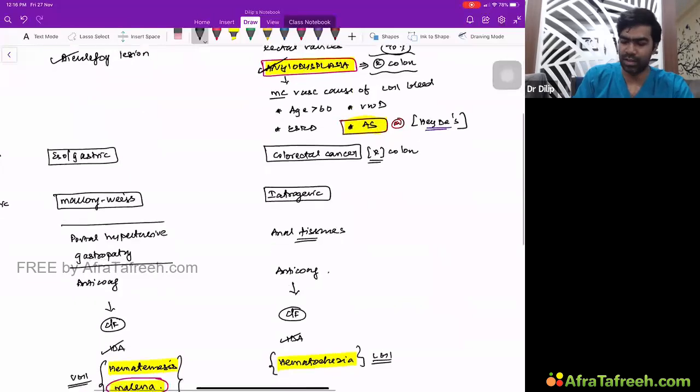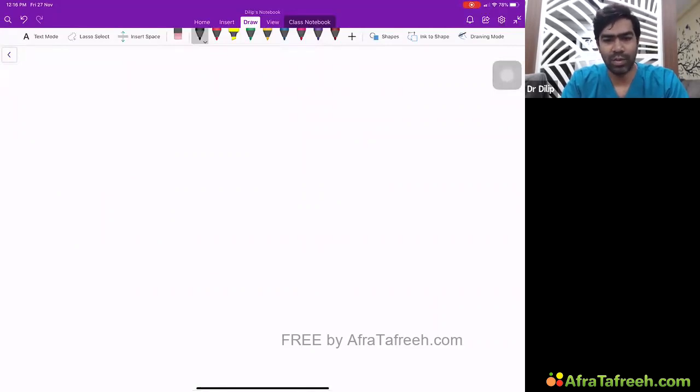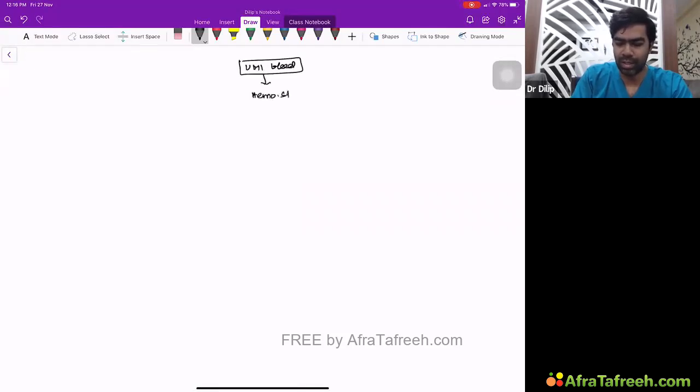That's the anatomical difference to tell whether it's a UGI bleed or LGI bleed, which is a very common question asked in exams. So whenever a patient comes with a UGI bleed, what is the algorithm for evaluating them? First of all, tell whether they are stable or unstable. I'm going to see the hemodynamic stability first.